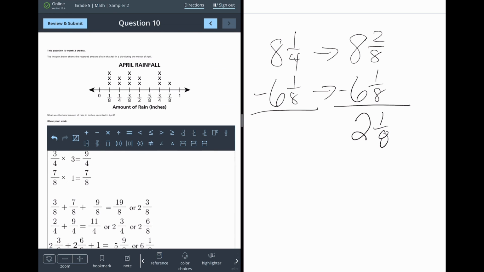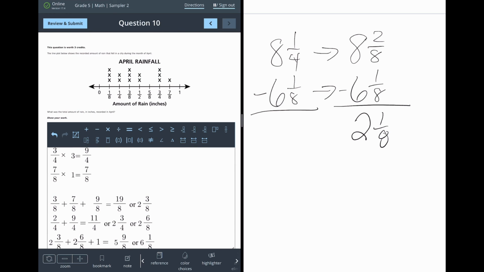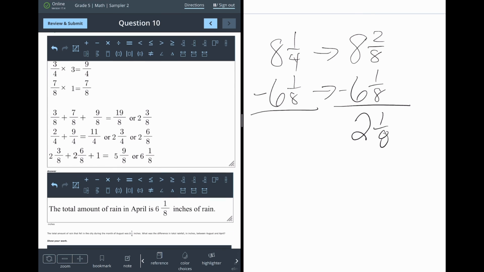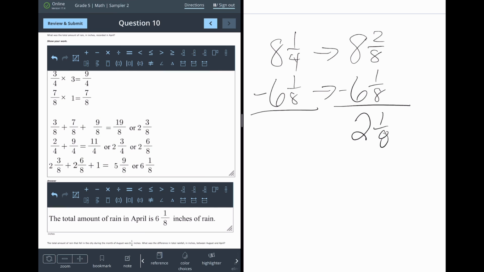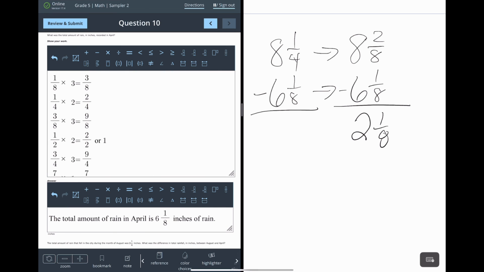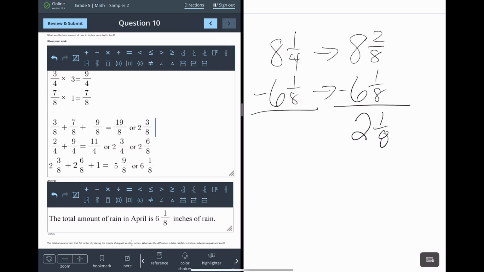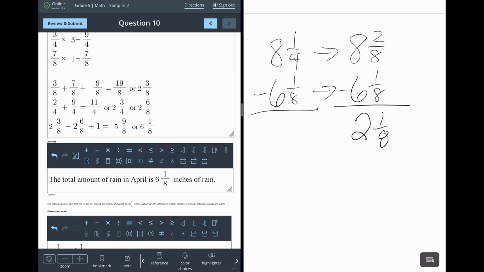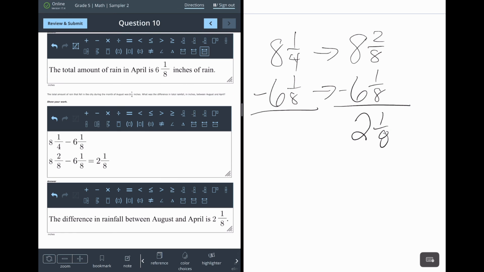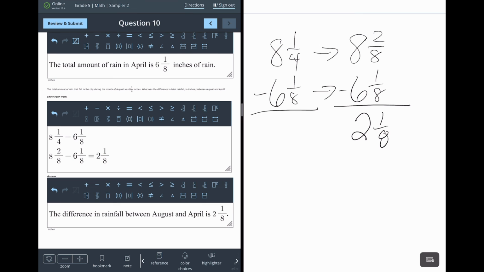I have to show that I know how to add all of these different fractions that are 8ths, 4ths, and halves together. And notice I did that, and I found the equivalent fractions. I know how to change them to like denominators to add them up. And I found the total rainfall. Then I was able to actually subtract fractions with unlike denominators. I changed them to like denominators, and I did the subtraction.